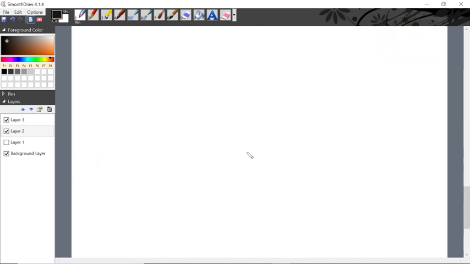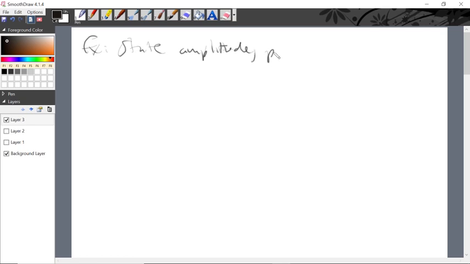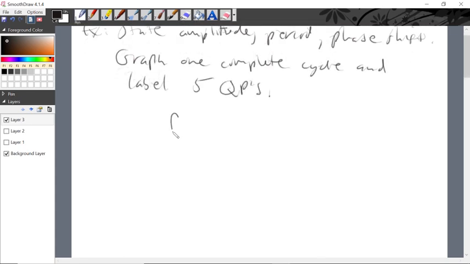Let's take a look at a cosine wave now. Same instructions. Let's state the amplitude, the period, and the phase shift, and then graph one complete cycle and label the quarter points. How about f of x is equal to the cosine of 3x plus pi over 2, for example.